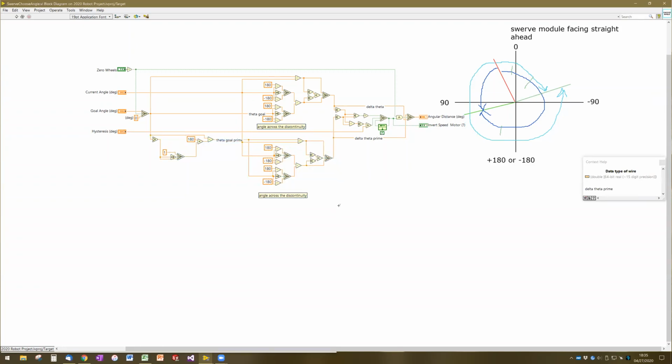Okay. So now we're down to two options. We still need to get this down to one, the best option. So now we need to compare whether it would be better to go with the goal angle or with the opposite of the goal angle.